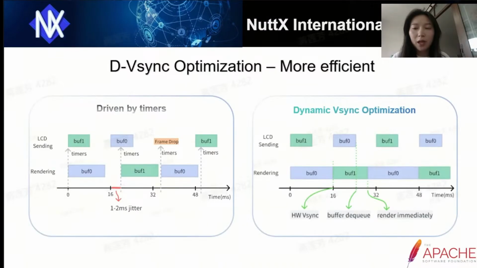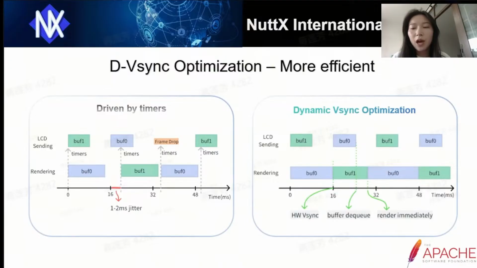Here's a diagram to help illustrate the difference. On the left, you have the timer-driven approach. The horizontal axis represents time. The software timer triggers at regular intervals, but due to the jitter of around 1 to 2 milliseconds, the rendering doesn't align perfectly with the actual hardware vsync signal. If rendering isn't finished by the next vsync, the frame gets dropped.